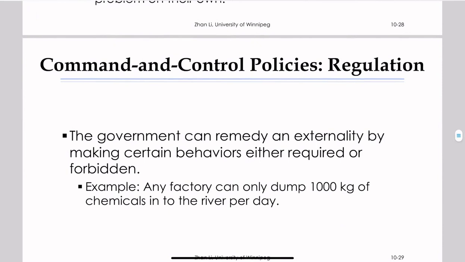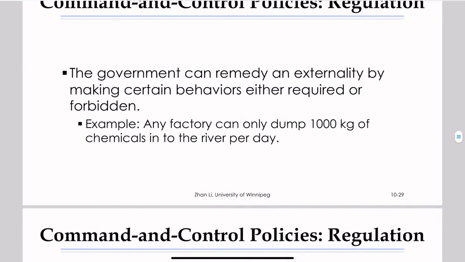So it's really just about regulation. The government will regulate these firms who pollute the air or water. For example, the government can say any factory can only dump 1,000 kilograms of chemicals into the river per day. In this case, the government sets an upper bound. No factory can exceed this upper bound. If a factory violates it, the government can impose a much larger penalty. Or the government can just directly tell these factories, you could never dump chemicals in the river. That's a more extreme form of regulation.